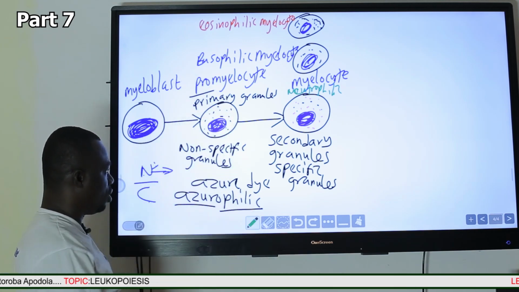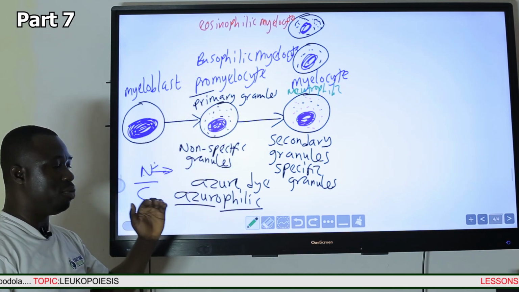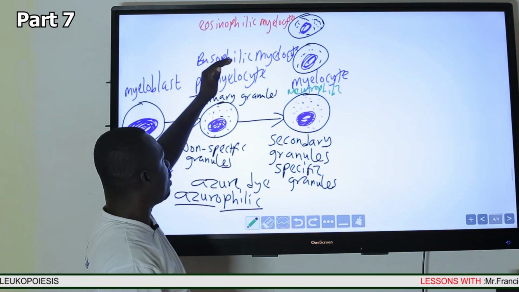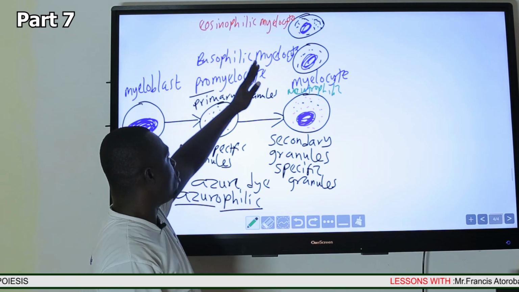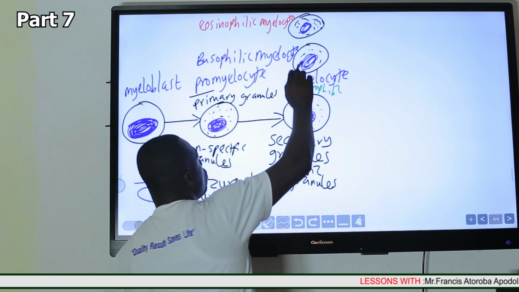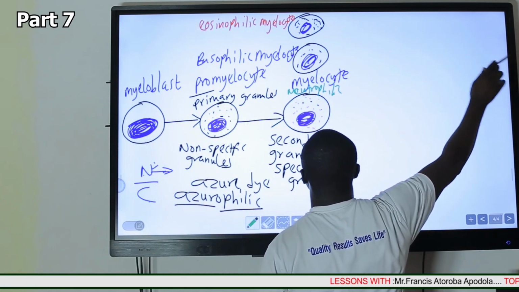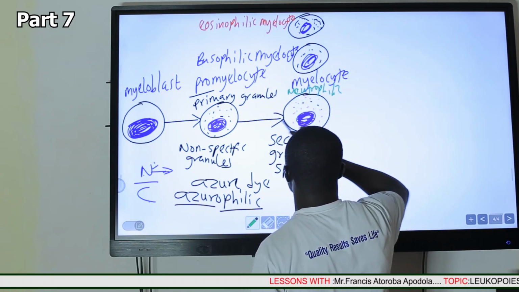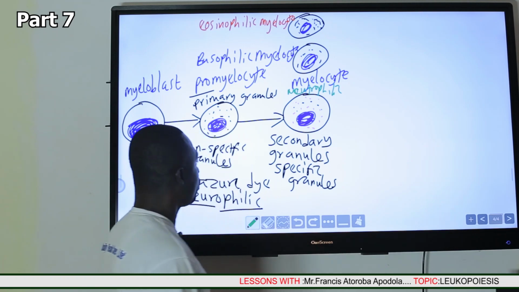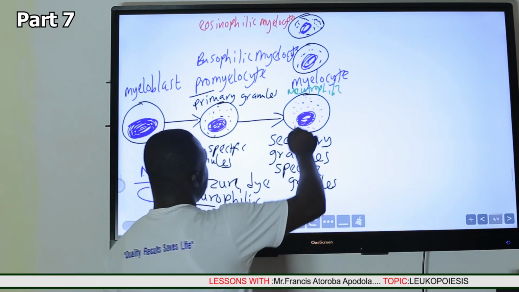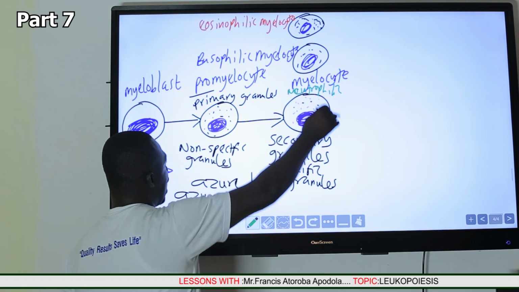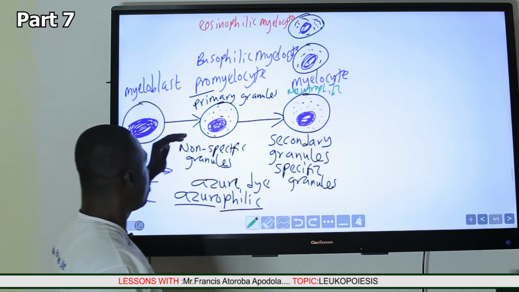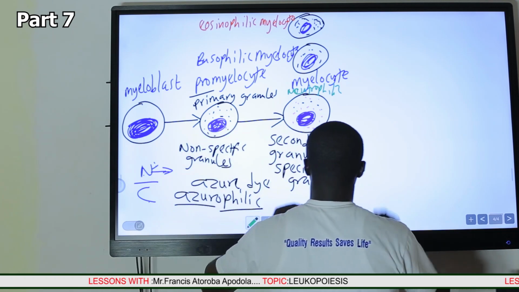So technically there are three types of the myelocyte. We have the neutrophilic myelocyte, basophilic myelocyte, eosinophilic myelocyte. So eosinophilic myelocyte means that this cell will undergo differentiation to become the eosinophil. This will become the basophil, and this will become the neutrophil.